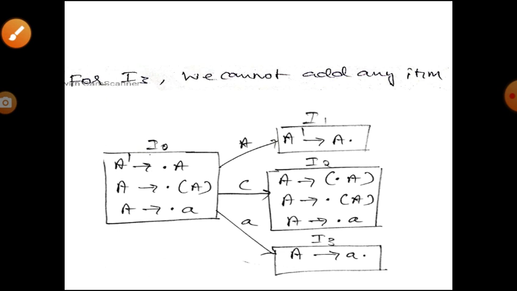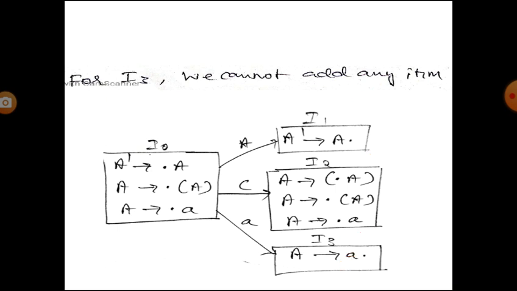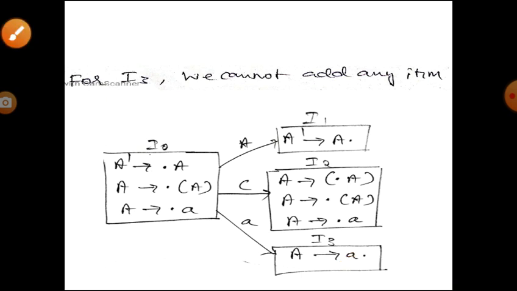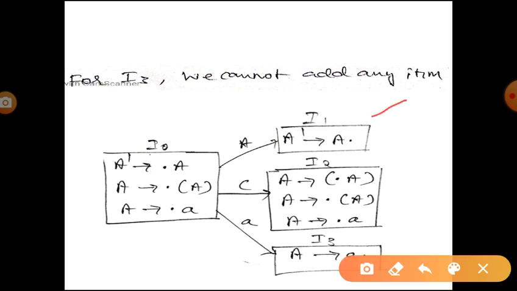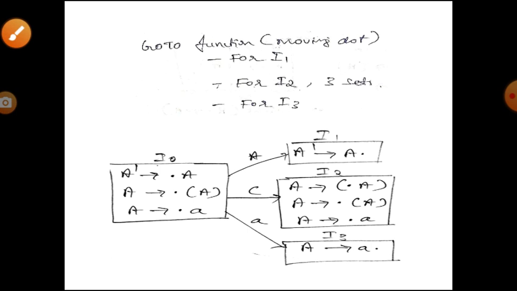Now we have obtained three item sets along with I0: I1, I2, I3. Now we have to see, can we derive a few more item sets? Start from I1 and apply goto. Apply goto for I1, I2, I3. The same thing we did with I0, we have to repeat with I1, I2, I3. So here we have the goto function for I1, I2, I3.